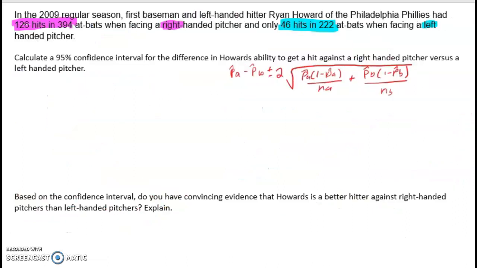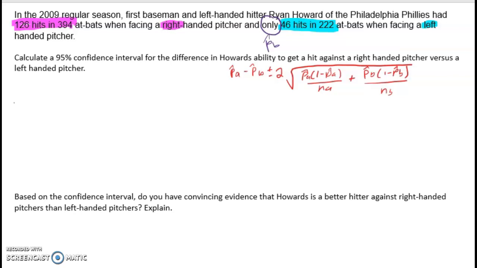Okay, for this example, we want to see if there's a difference between hitting against a right-handed pitcher versus a left-handed pitcher. So we have data from Ryan Howard of the Philadelphia Phillies that he hit 126 hits out of 394 when facing right-handed pitchers and 46 out of 222 when facing left-handed pitchers. Notice this word only. He only hit that many out of left-handed pitchers. So this kind of tells me that this is going to be my proportion B. But again, it doesn't matter, it's how you interpret it at the end.